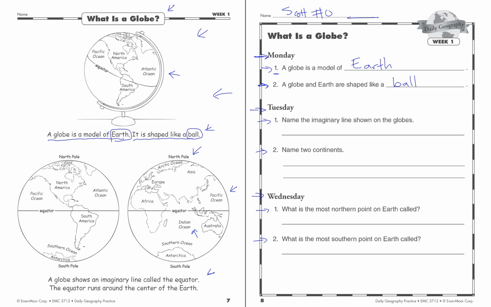All right. So now let's go ahead and go on to Tuesday. Pause. I'm going to go through this pretty quickly. So again, pause if you need to make fixes, and then restart the video because I'm just going to keep going with changes. So we're looking at Tuesday now. Number 1, name the imaginary line shown on the globes. Well, again, I'm going to look at the map, and I'm going to look down here, right here, with these words, and it says, a globe shows an imaginary line called the equator. So it's called the equator.